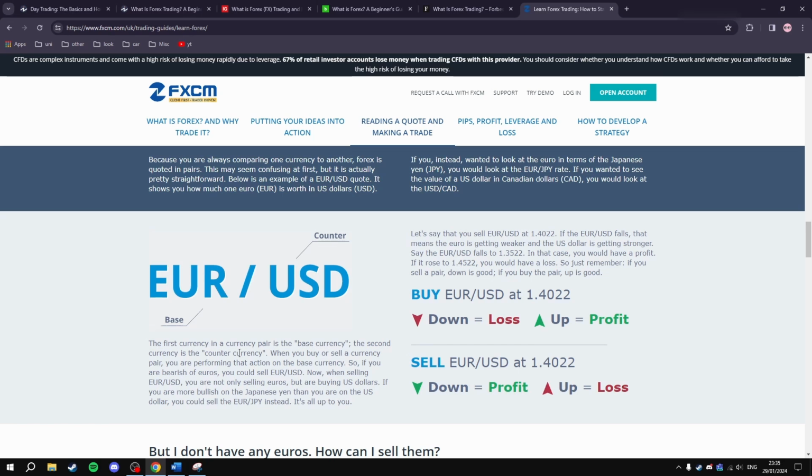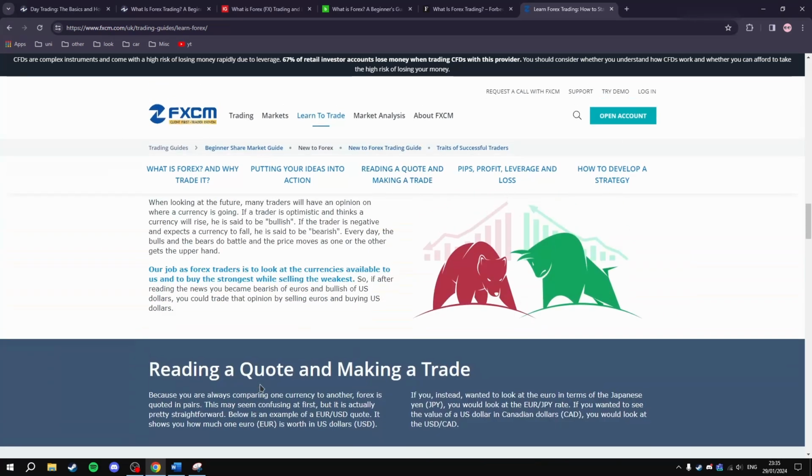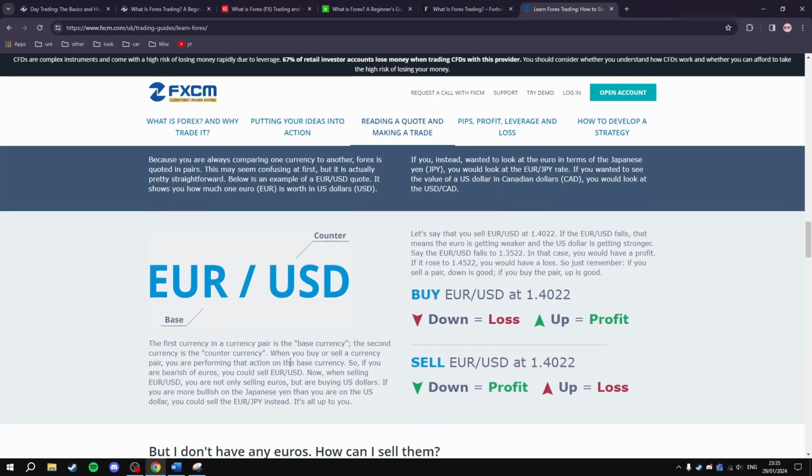When you buy or sell a currency pair, you're performing the action on the base currency. So if you are bearish on euros, you would sell EUR/USD, because bear goes down. So you sell the weaker one. Now when selling EUR/USD, you are not only selling euros, but you're buying US dollars.